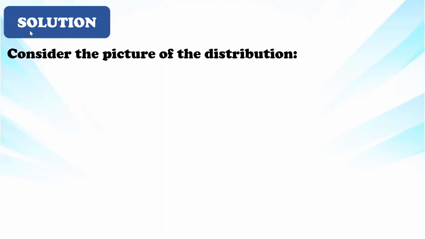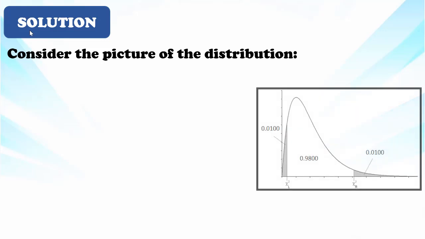Let's take a look at our solution. We'll start by looking at what the distribution looks like. So with the confidence interval of 0.9800, that's going to be the area in the middle of our chi-square distribution, which is going to leave an area of 0.0100 to each side, right? Because the total area underneath the curve has to equal 1. So we would take our confidence interval, which is C, subtract it from 1. 1 minus 0.9800 is 0.0200, and divide that in half so that each tail has an equal area.